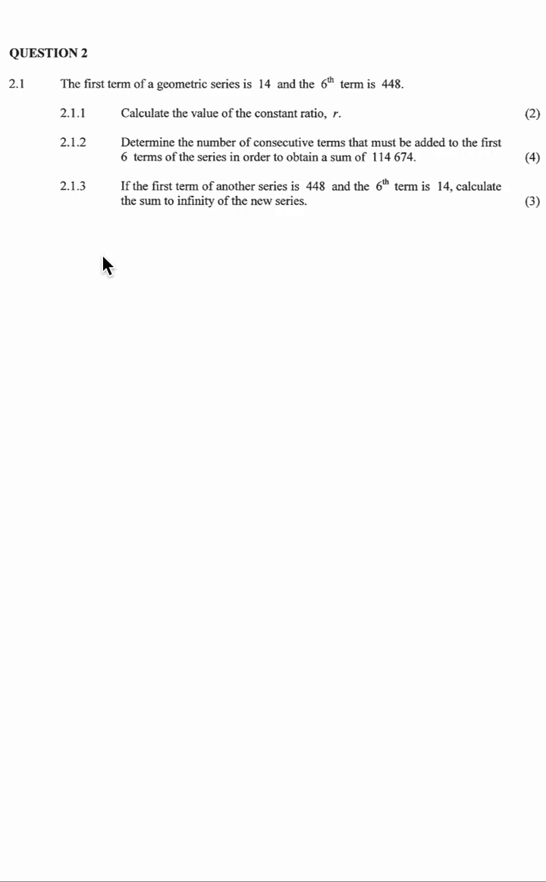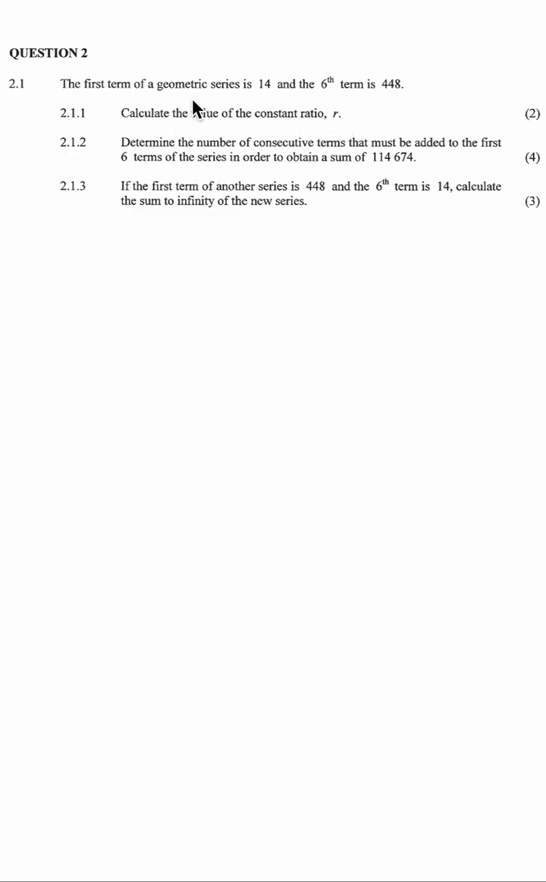Now we have a series question. The first term of a geometric series is 14, and the sixth term is 448. Calculate the value of the constant ratio r.